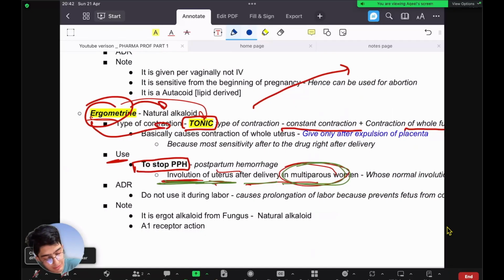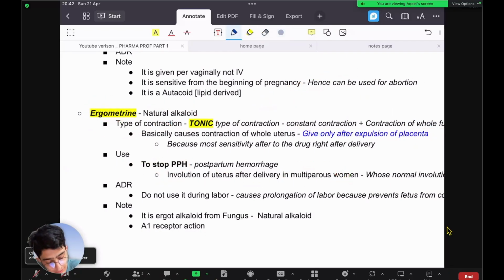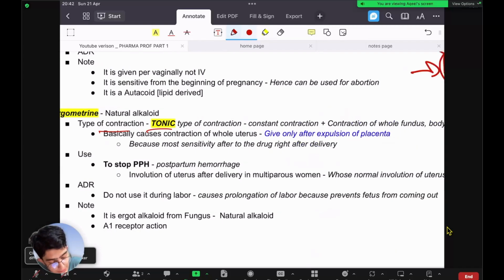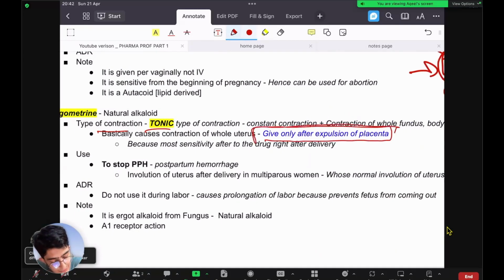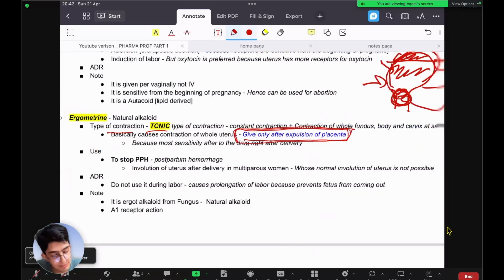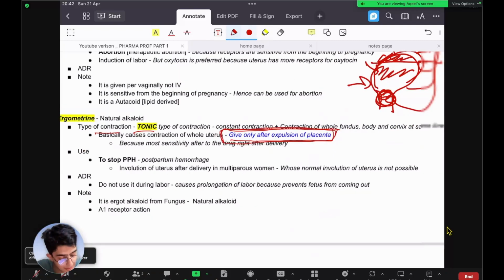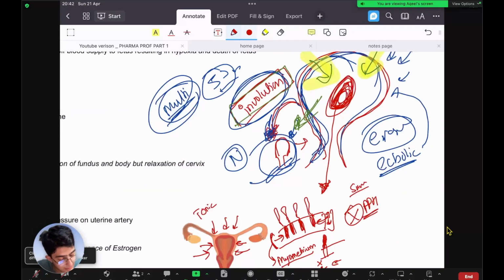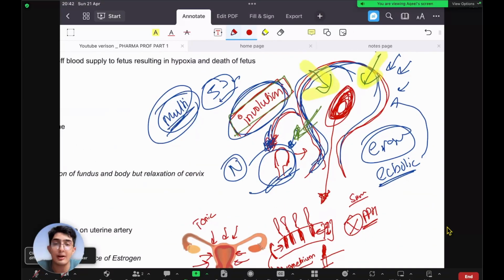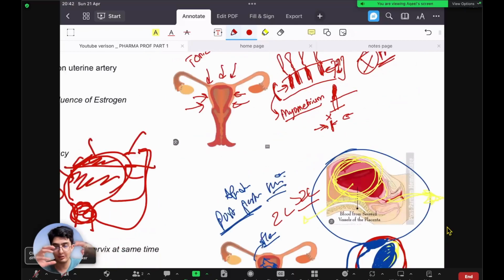So one more thing that I have mentioned is that it causes a tonic type of contraction, so we should only give this after the expulsion of the placenta, right? This is another very important point. I told you it is to prevent postpartum hemorrhage. After the delivery of the baby, we give ergometrine to prevent the bleeding blood vessels by contracting the uterine wall, right?